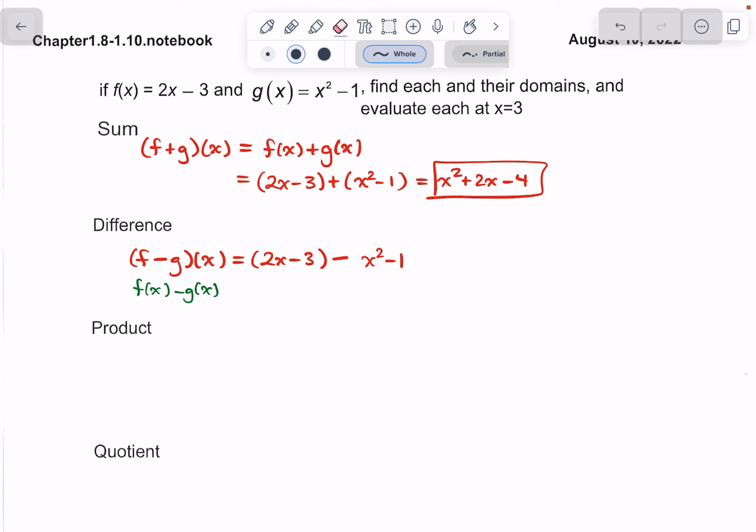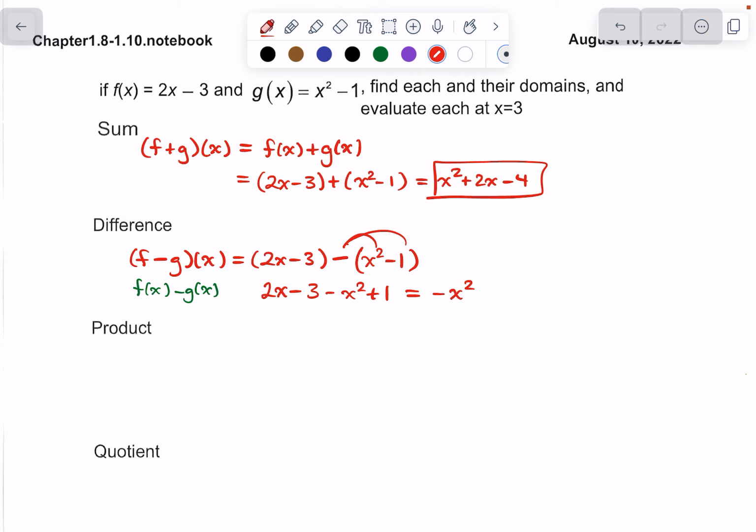Let me get rid of the green stuff. We have to put parentheses around both functions. So now we get 2x minus 3, and this minus will distribute, giving minus x squared plus 1. So we end up with negative x squared plus 2x minus 2.